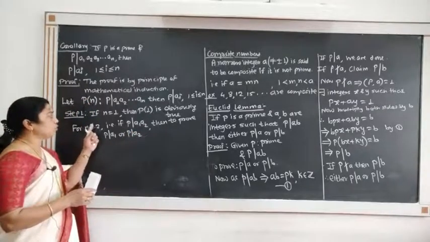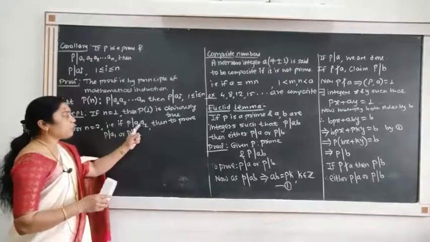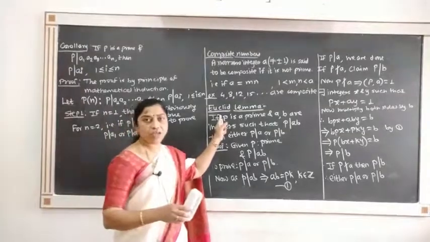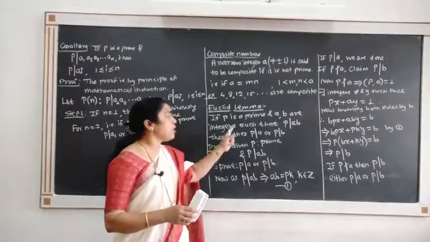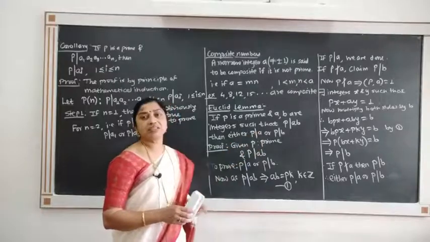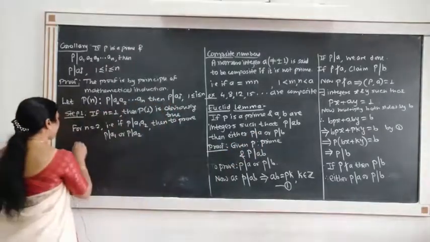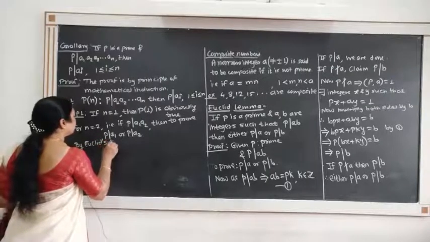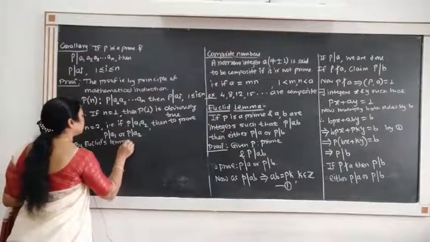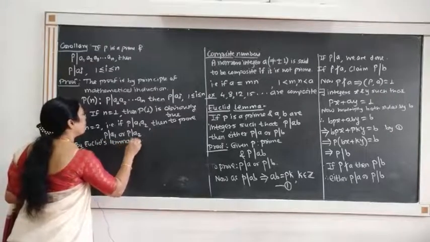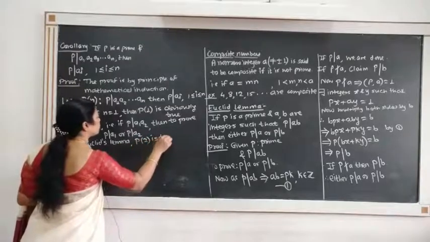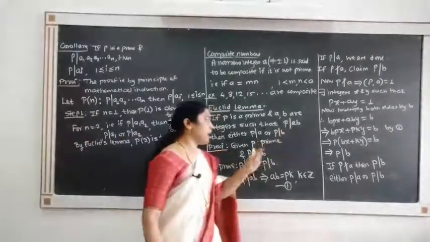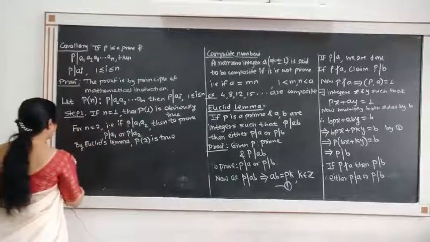For n equal to 2, we want to prove that if P divides the product A1, A2, it should divide A1 or A2. But we know this is true by Euclid's lemma. We have just proved that by Euclid's lemma, if P divides the product AB, it divides A or B. So by Euclid's lemma, P2 is also true, because Euclid's lemma says that if P divides the product, it divides at least one of them. Now step 2.